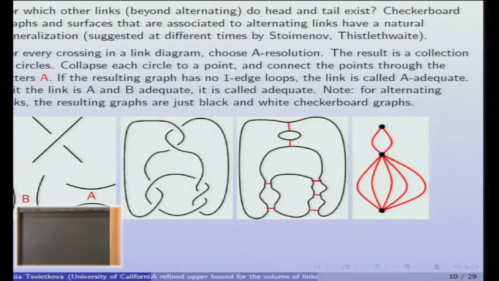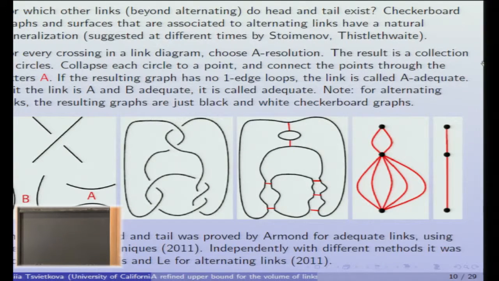So these graphs naturally generalize checkerboard graphs. And for alternating links, they are checkerboard graphs, so they're exactly the same, just black and white. You can reduce it, and you get a reduced checkerboard graph or reduced state graph. And the existence of head and tail was proved by Armond for adequate links in, I guess, 2011. So it turns out all links for which the A and B graphs do not have one-edge loops have coefficients which stabilize for every n. And independently, the same year, with different methods, it was proved by Garoufalidis and Lê for alternating links. So head and tail exist. Your link just has to be nice enough. All right.